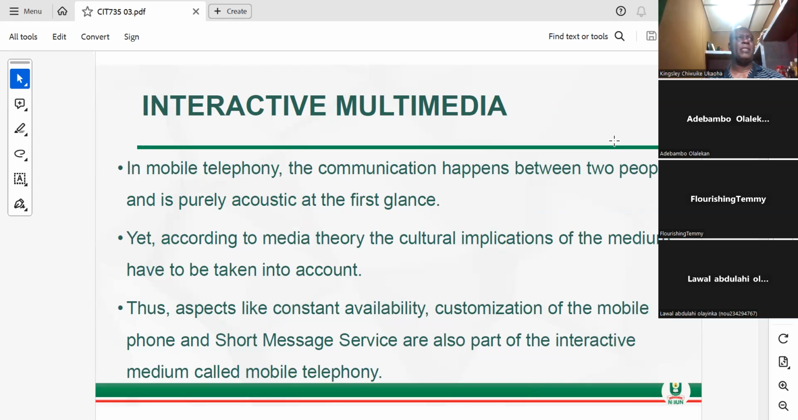Mobile telephony, that is mobile phones. The communication happens between two people and is purely acoustic at first glance. It has to do with sound. Yet, according to media theory, the cultural implication of the media has to be taken into account. So, constant availability, the phone is always there. Customization of the mobile phone and short message services are also part of the interactive medium called mobile telephony.